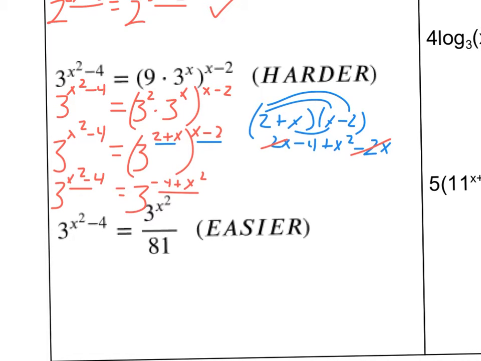Another way that you might do this would be the one below here. And here we've got 3 to the x squared minus 4. On the right side, that would be 3 to the x squared over 81. 81 is the same as 3 to the 4. And if we're dividing, we can subtract those exponents. That's going to be 3 to the x squared minus 4.